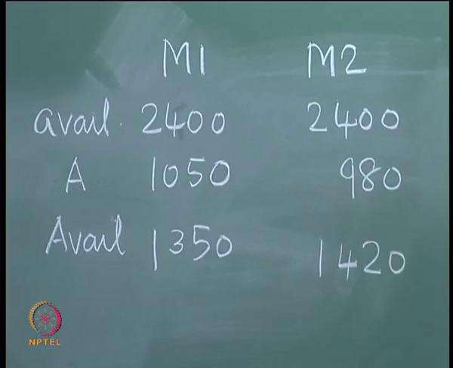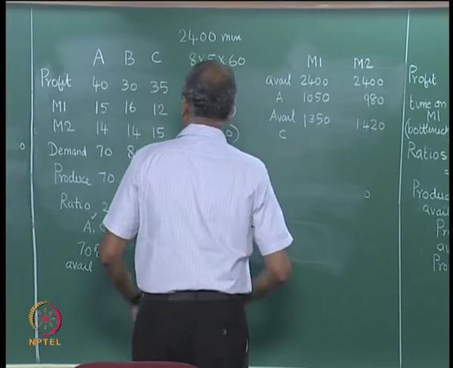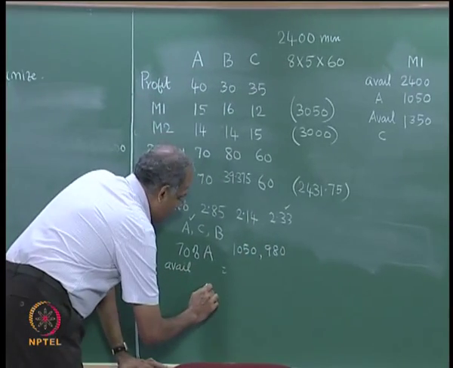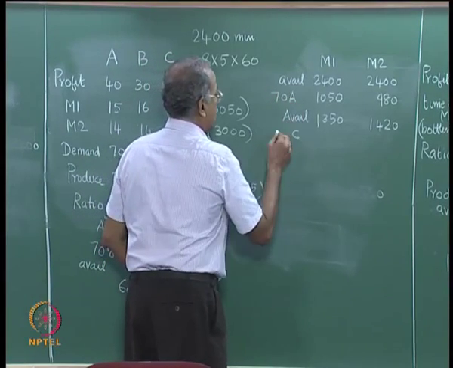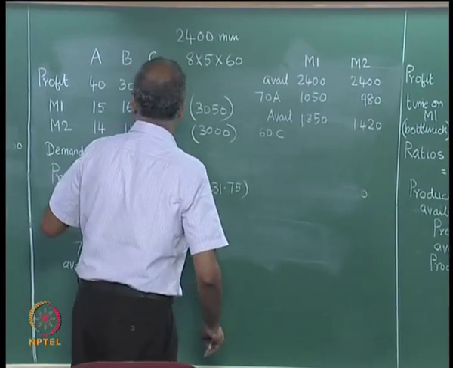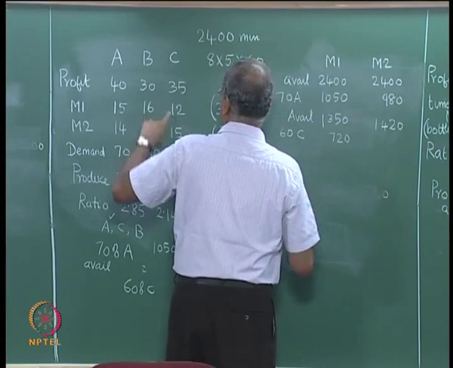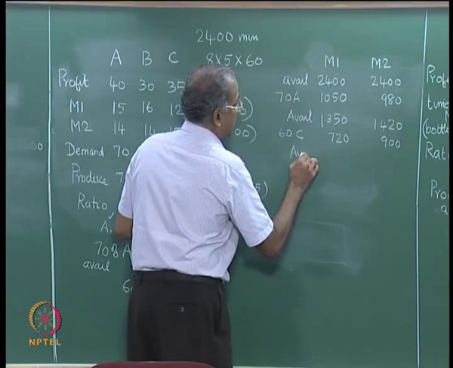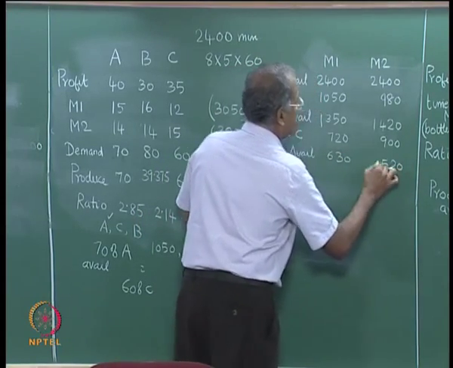So now we produce C. So C we make 60, C equal to 60. So, I will say 70A here, I will say 60C here. So, 60C on M1 is 720, 60C on M2 is 900. So, again availability 630, 520.